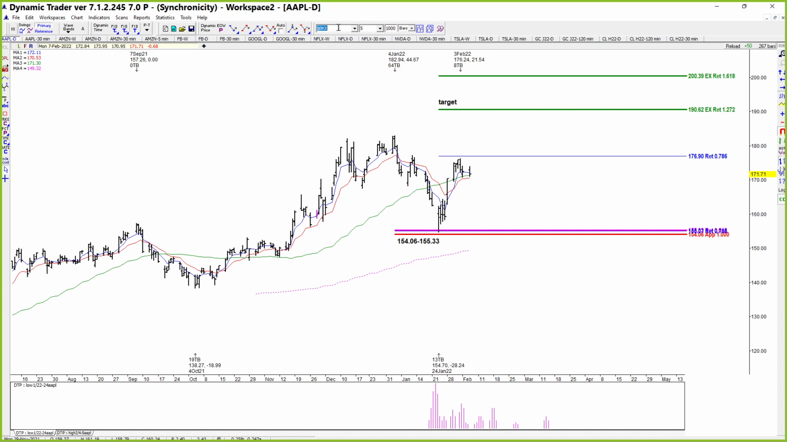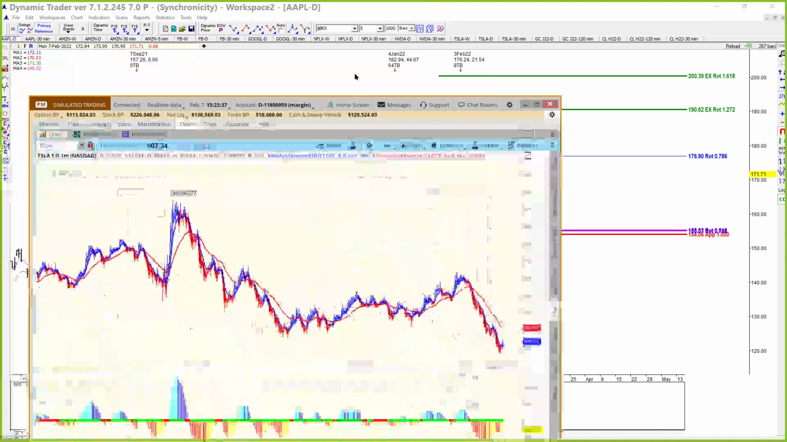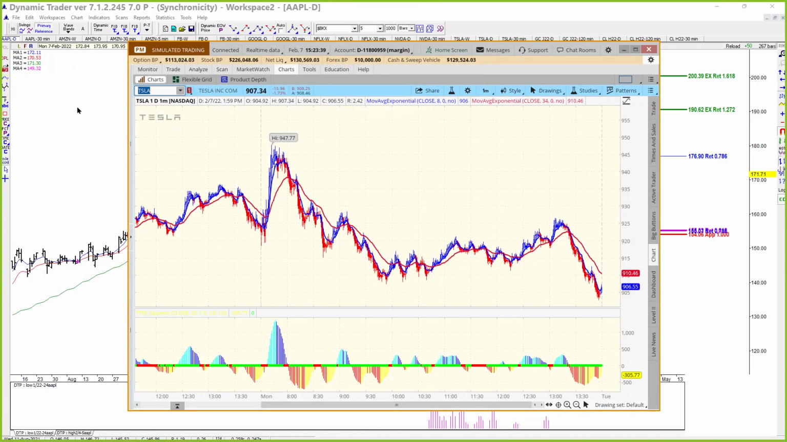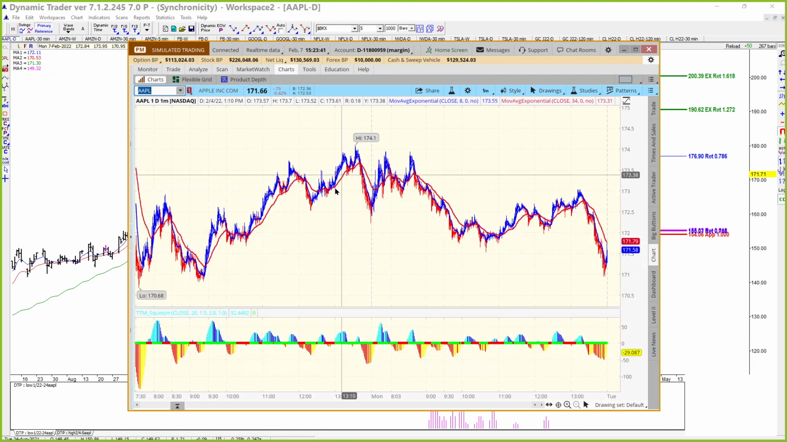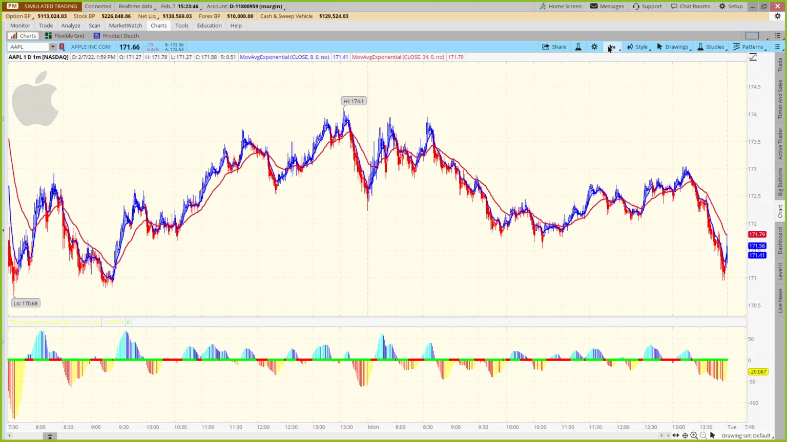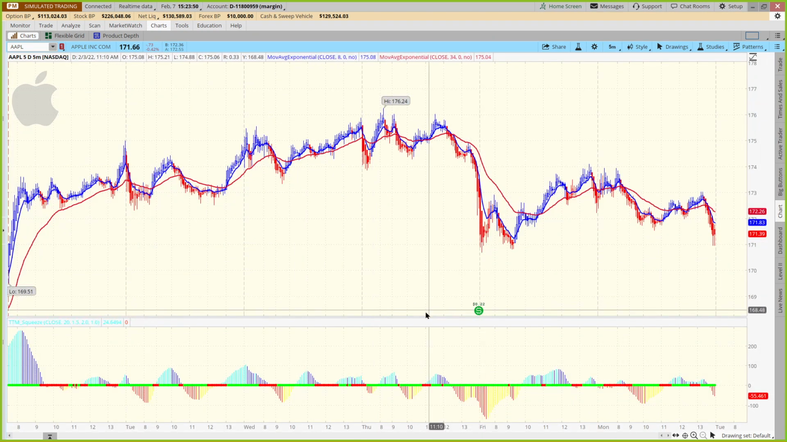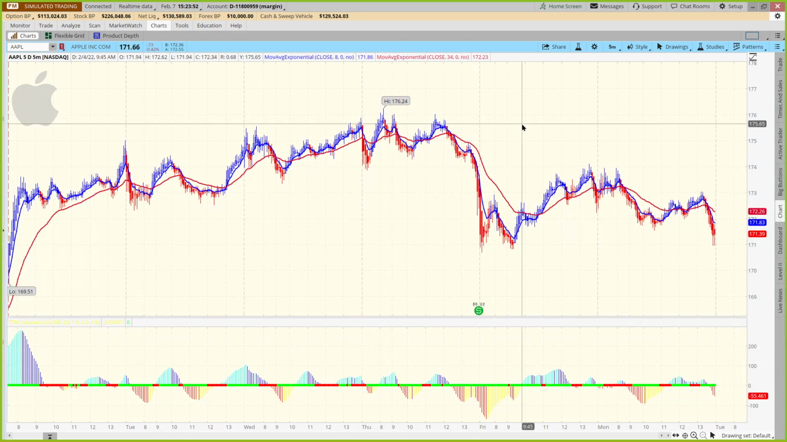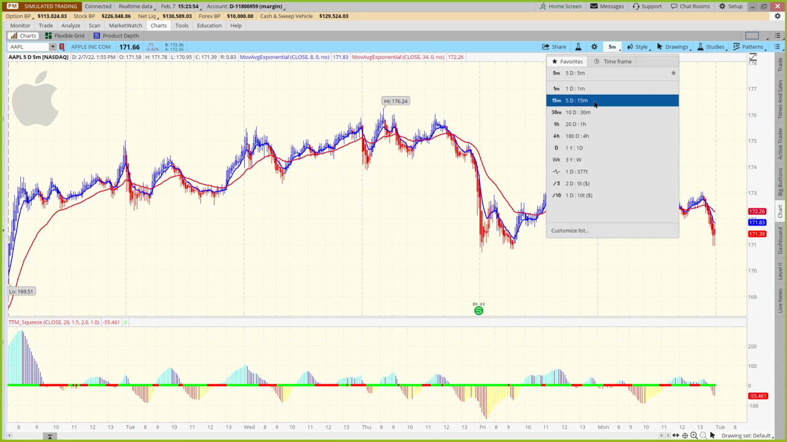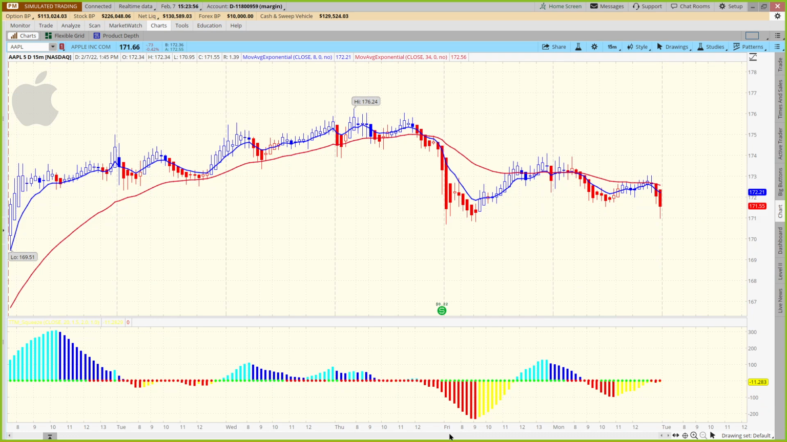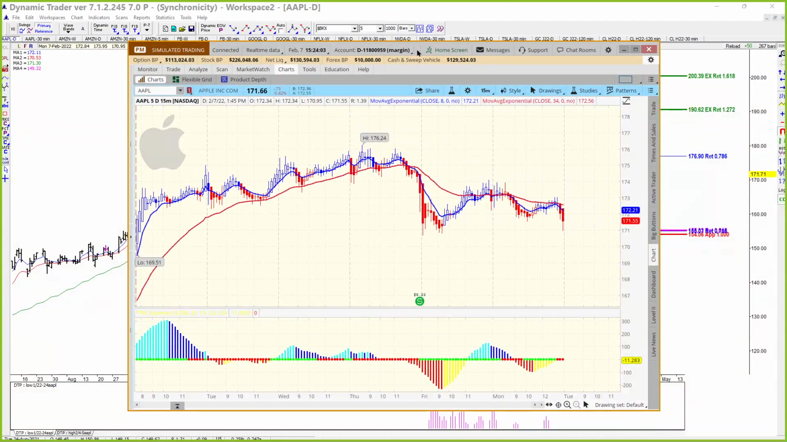Now, I'm not sure if I'd be able to see an early entry with a 5-minute chart, but let's take a peek. Not a 1-minute chart. Let's try a 5-minute. I don't think that's going to work. 15. All right, I don't have enough back data on this chart, so let me just create it in DT.